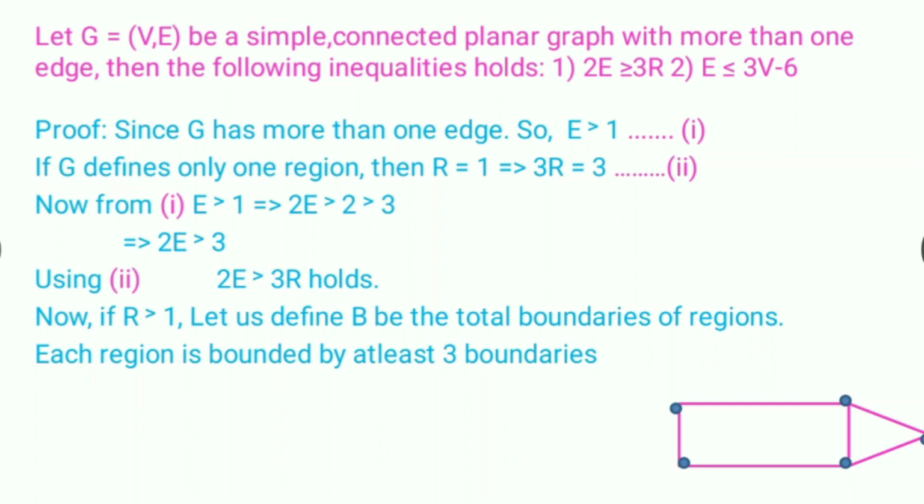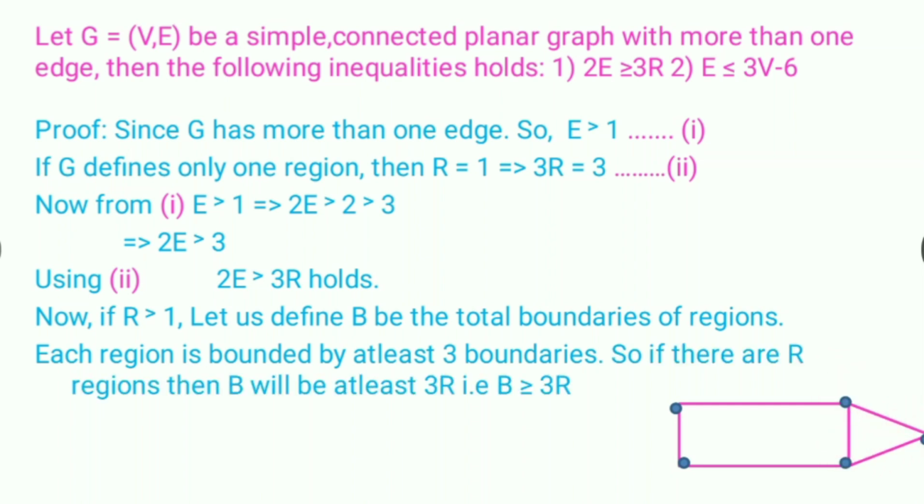So each region is bounded by at least 3 boundaries. You can see in this graph that one region will always be bounded by at least 3 boundaries, and those 3 boundaries will make the region. If there are R regions, then B will be at least 3R, because one region is made by at least 3 boundaries. So B is greater than or equal to 3R.